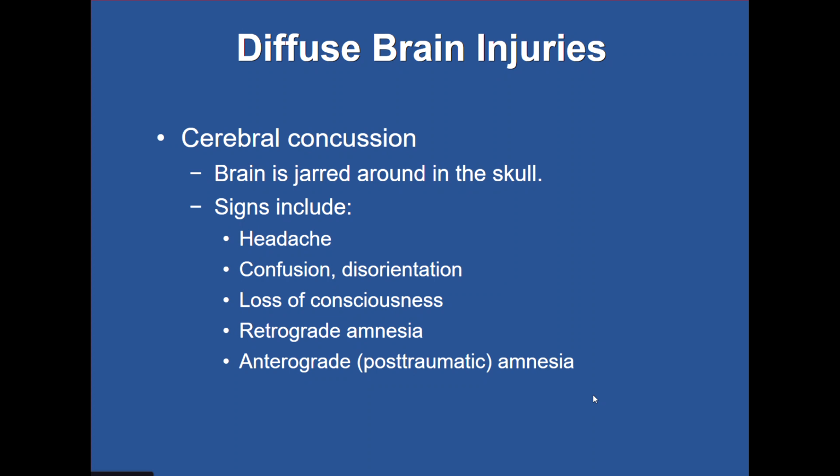All right, so that's more of our increased intracranial pressure injuries to the brain. Then you also have more of your diffuse brain injuries, and I always think of concussion when I think of a diffuse brain injury. So it's kind of that bruising on the brain. Typically that brain is jarred. It hits the inside of the skull. People have headaches. They could have a loss of consciousness that goes along with this, typically for under 5 minutes.